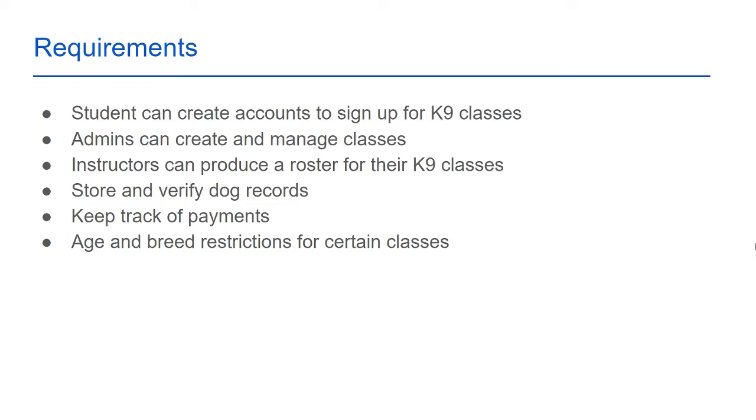The club needs to store and verify dog records to make sure dogs have the proper vaccinations and the prerequisites for taking a class. They also need to keep track of their income to properly manage the club and pay their instructors. Having the class registration online will make it so they can easily set age and breed restrictions for certain classes.